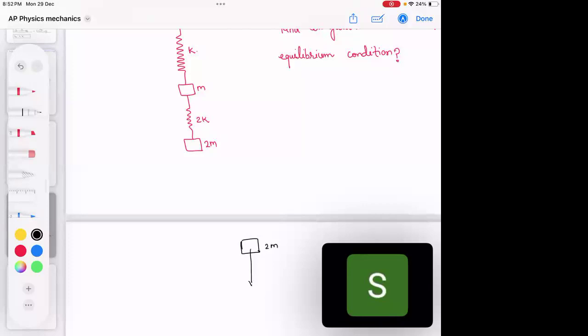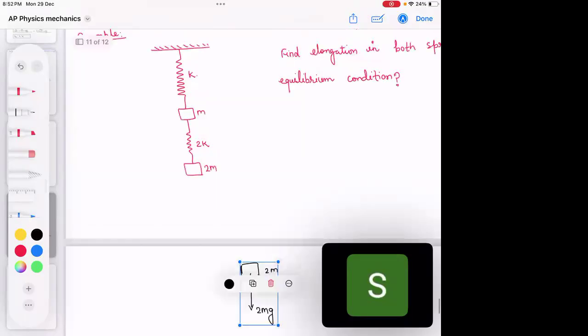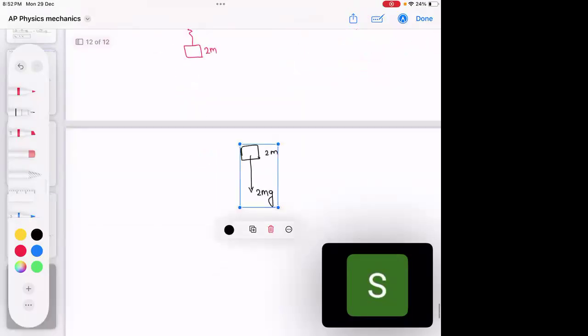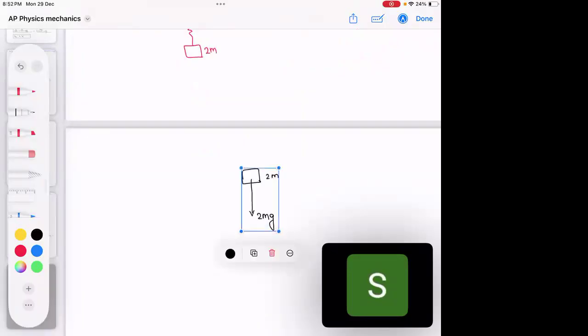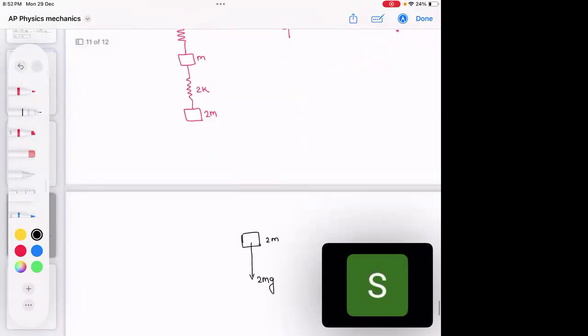Can you tell me what forces will be acting on 2M? One will be 2mg, right? Can we say that one force which is acting on the 2M is 2mg? Can you tell me what is the other force acting on the 2M? So to balance that, can I say there will be a spring force acting on that?